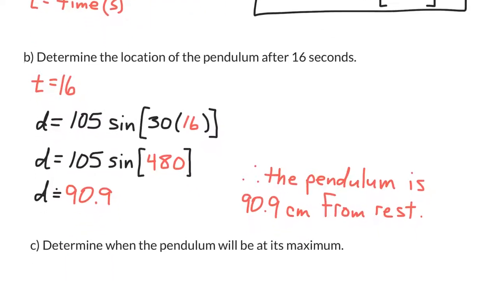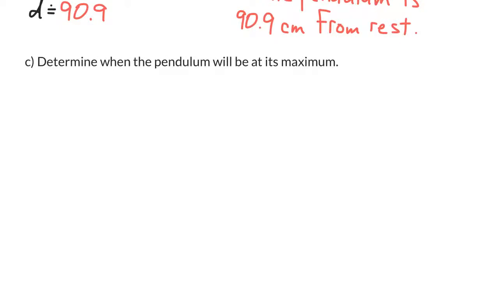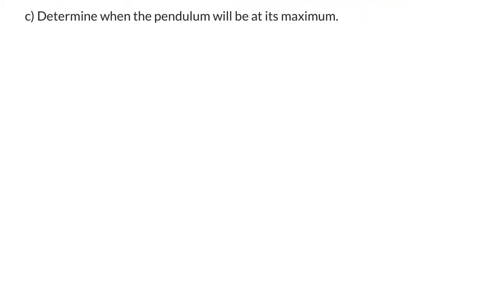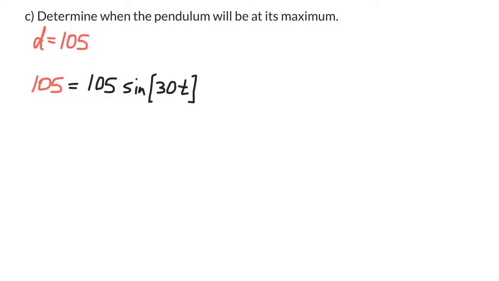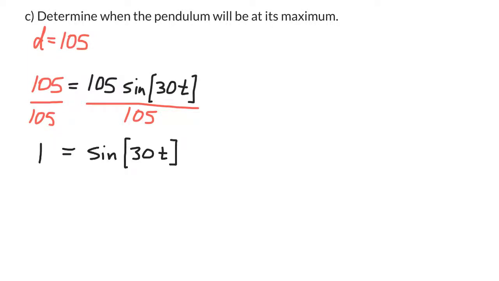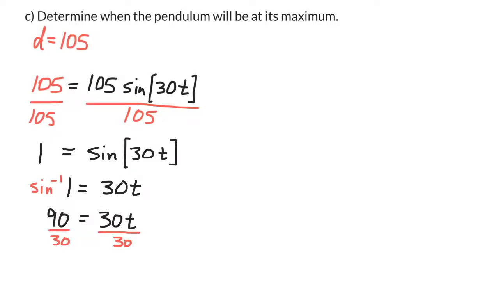And I can also figure out when the pendulum will be at any given point. So in this example, I want to determine when the pendulum will be at its maximum. So that means d will be 105. So I can sub that into my equation for distance, and now I'm going to try to solve for time. If I divide both sides by 105, I get 1 equals the sine of 30t. So the inverse sine gets me 90. I divide both sides by 30, gets me an answer of 3 for t. So we can say that the pendulum will be at its maximum distance away from rest after 3 seconds.